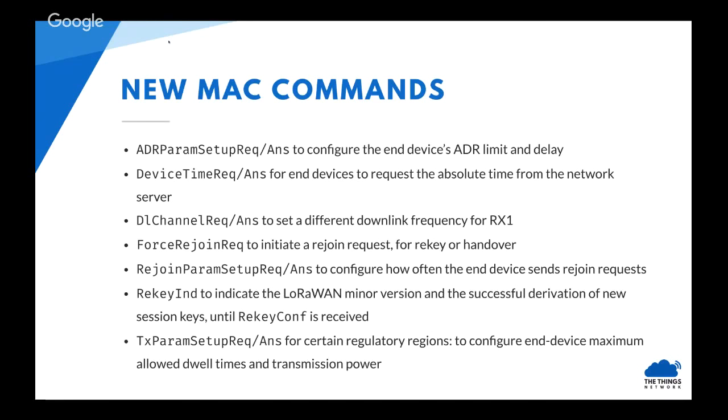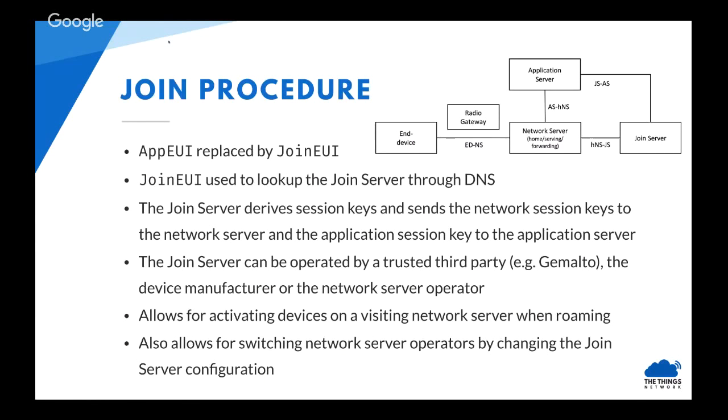Another topic that is really important in LoRaWAN and that has been addressed is the join procedure. In LoRaWAN 1.0, we saw the DevEUI, the AppEUI and the AppKey. Those were the three things that you need for a device to join a network. In LoRaWAN 1.1, we have the JoinEUI, the DevEUI, and the NwkKey and the AppKey. So you need four things, and here we basically see that the JoinEUI replaces the AppEUI. And the JoinEUI is used to look up the join server through DNS.